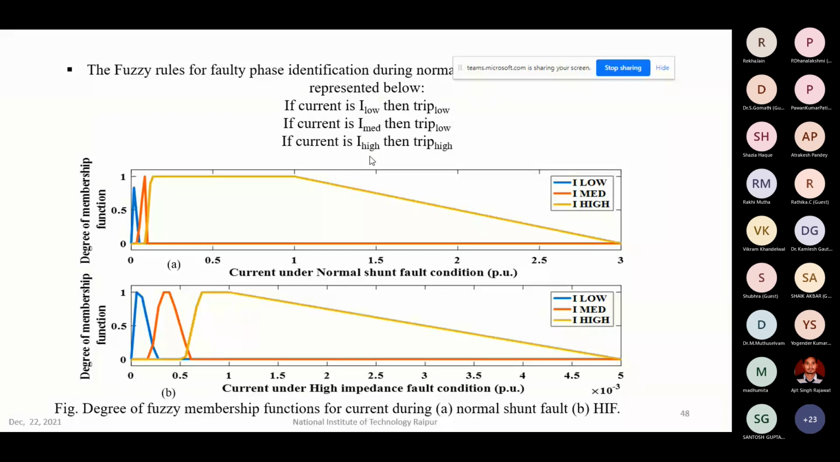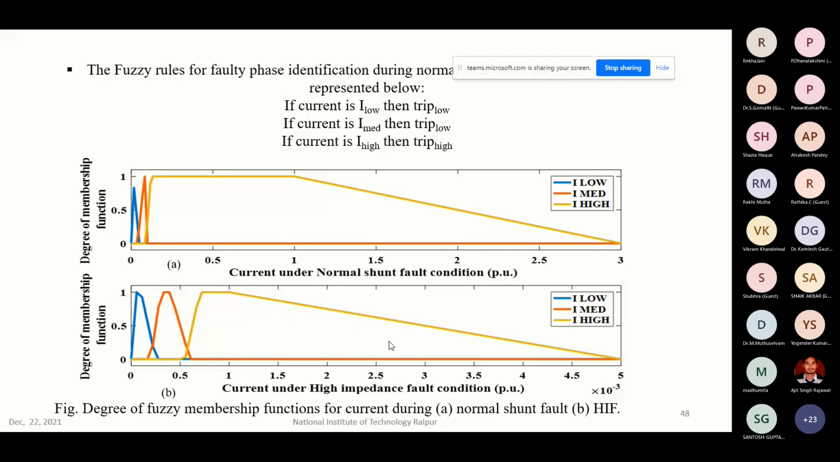Okay, now what we need to do is that if the system is subjected to a normal shunt fault, that is a low impedance fault, then the current magnitude is somewhat higher as compared to when the system is subjected to a high impedance fault.